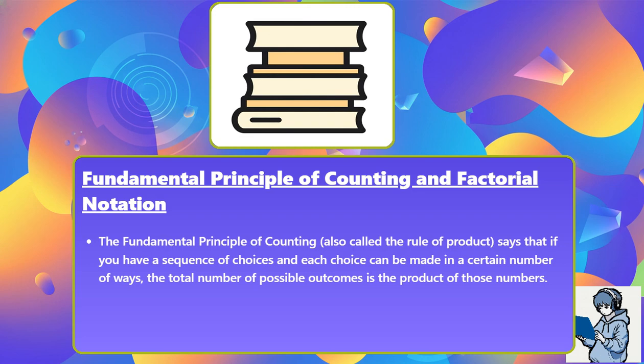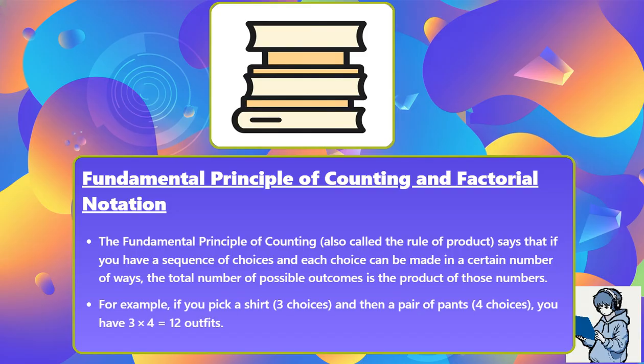The fundamental principle of counting, also called the rule of product, says that if you have a sequence of choices, and each choice can be made in a certain number of ways, the total number of possible outcomes is the product of those numbers. For example, if you pick a shirt, 3 choices, and then a pair of pants, 4 choices, you have 3 times 4 equals 12 outfits.